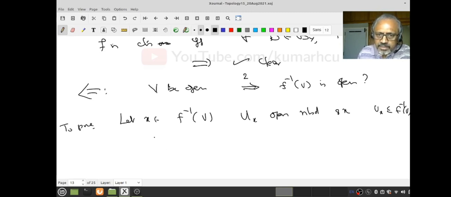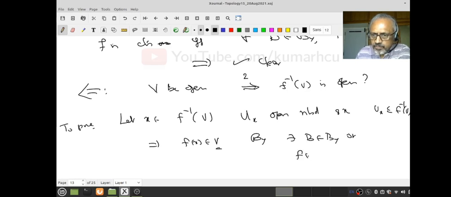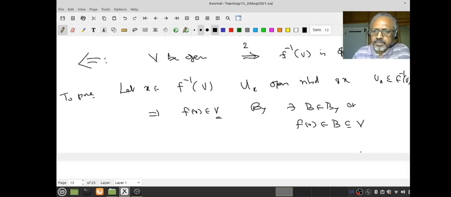Now let's look at it. Suppose x belongs to f inverse V. This implies f(x) belongs to V. Now V is what? An open set. And what do I know? B_Y is a basis. Therefore, there exists a B in B_Y so that f(x) belongs to B, and B is contained in V. This is a basis, and f(x) belongs to V. V is open. Therefore, there is a B.